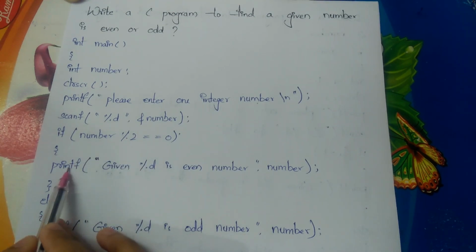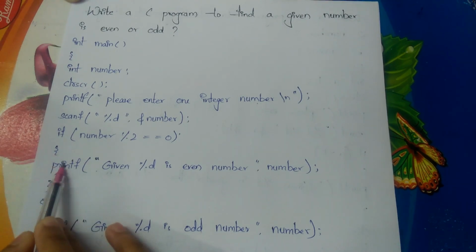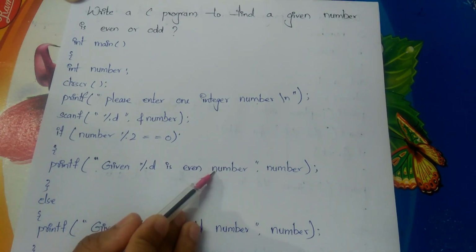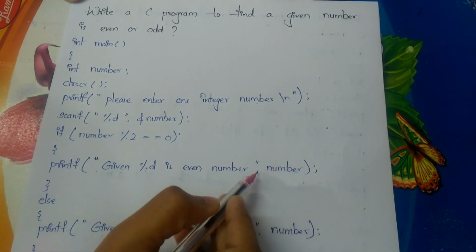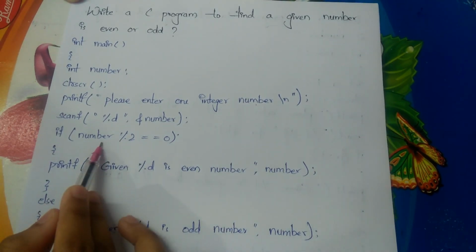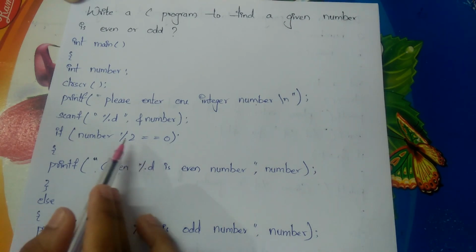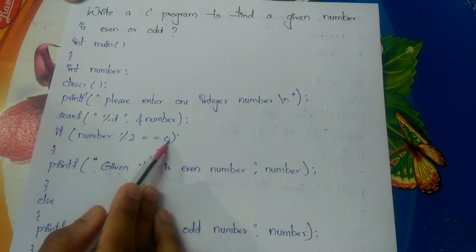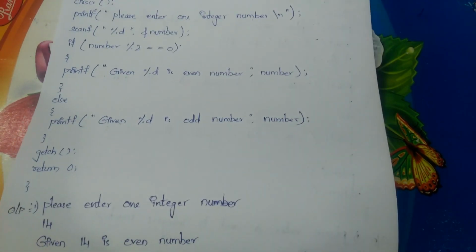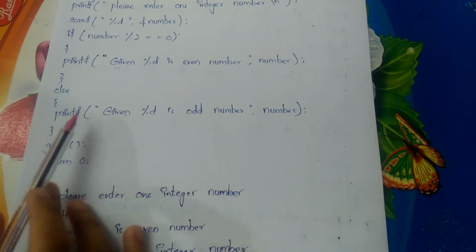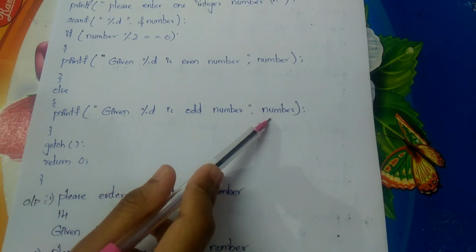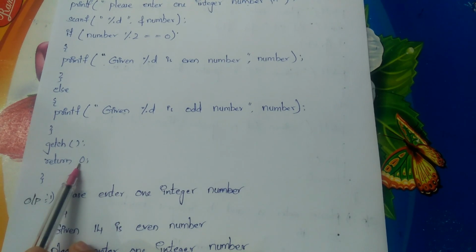At that time this printf statement will be executed. This printf statement is within the if block: given %d is even number. The %d is for the number, so that value will be printed here. Now the else: if the test condition is false, if number %2 is not equal to 0, then whatever statement is there in the else block will be executed. That is printf given %d is odd number, and this %d will print the number value. Then after that getch and return 0.